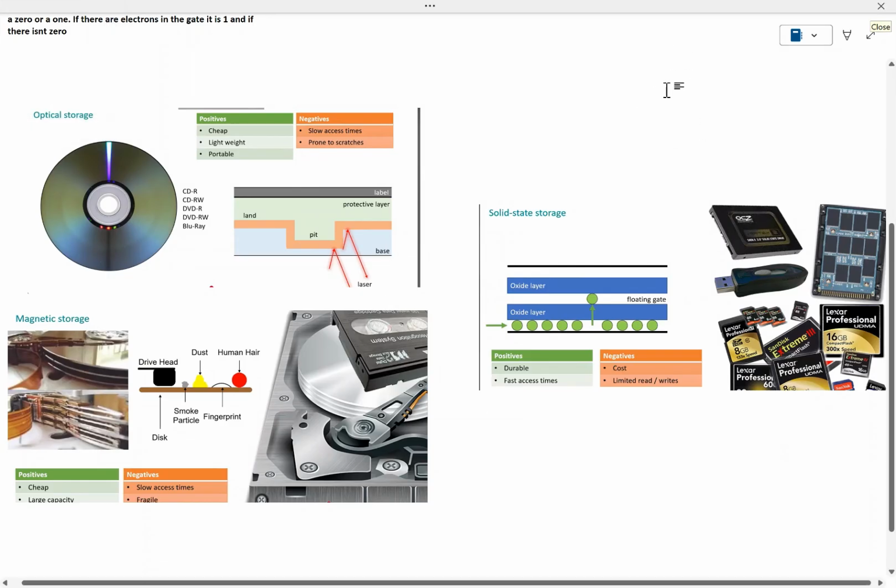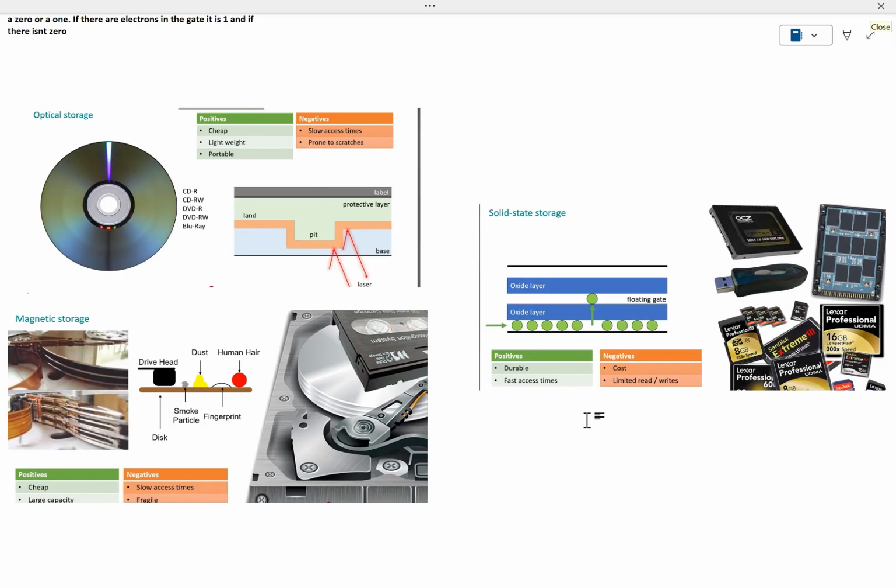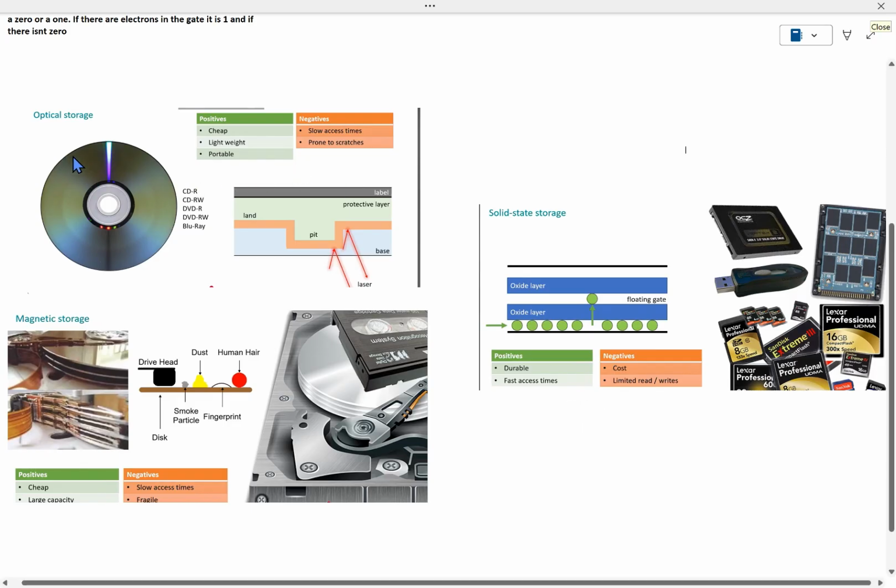Today we're going to look at secondary storage for GCSE Computer Science. So if you ever wondered where your files are getting saved, it is going to be in one of these secondary storages: optical storage, magnetic storage, or solid state storage. First of all, we are going to take a look at optical storage.